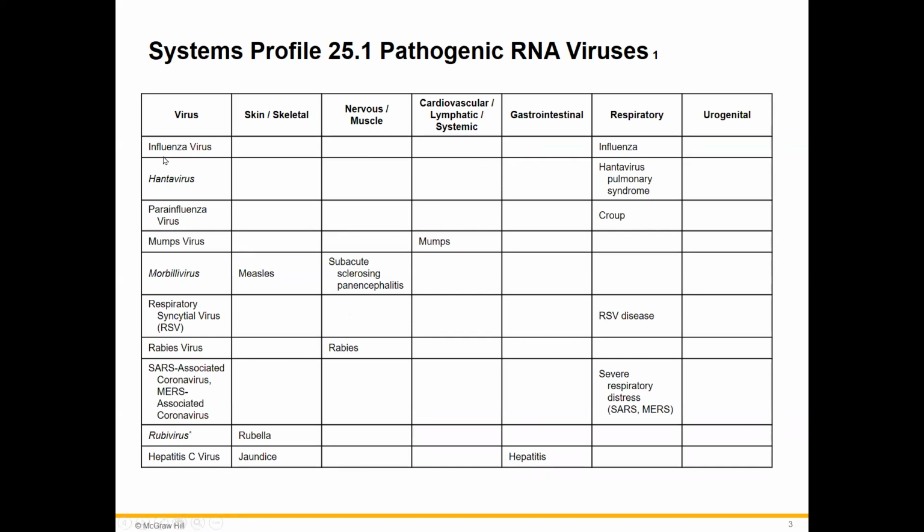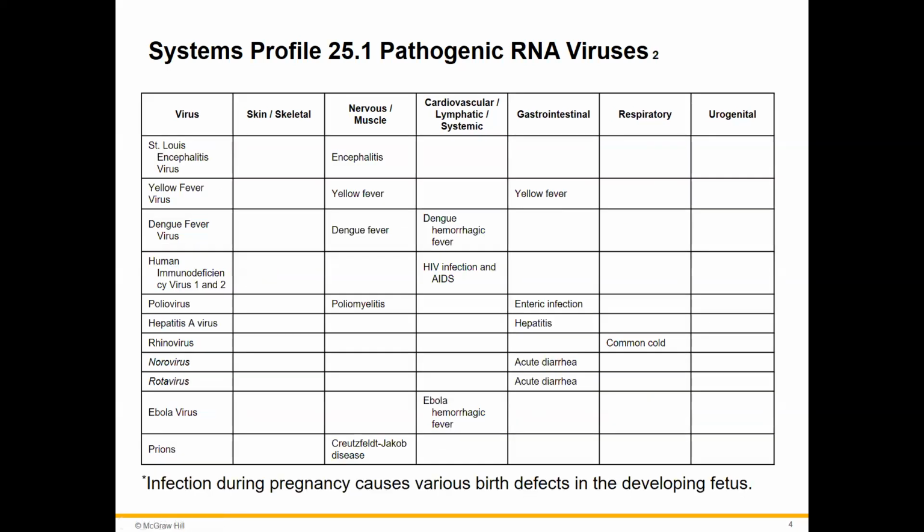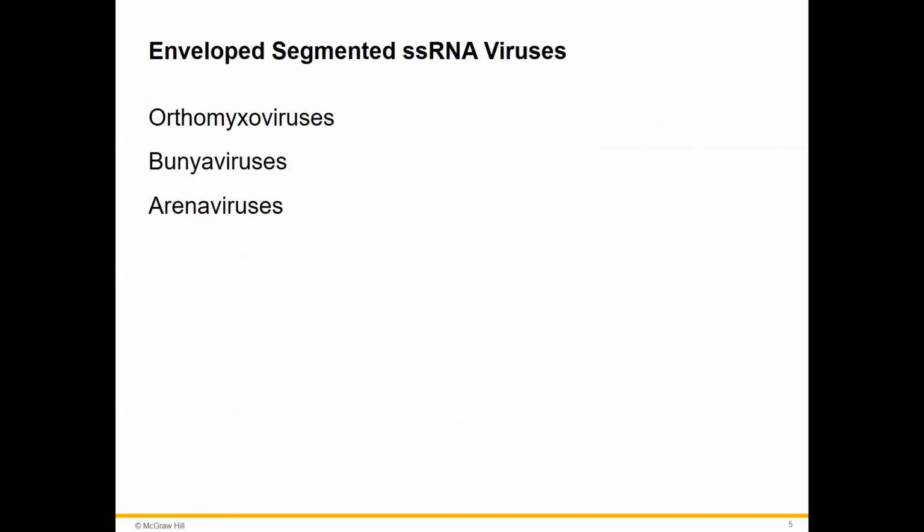So cover up all these and then match or write in your actual conditions associated with the virus, and then write down if it's single or double-stranded. That would be plenty of knowledge for this section. Okay. All right, so these are all single-stranded RNA viruses that have envelopes.